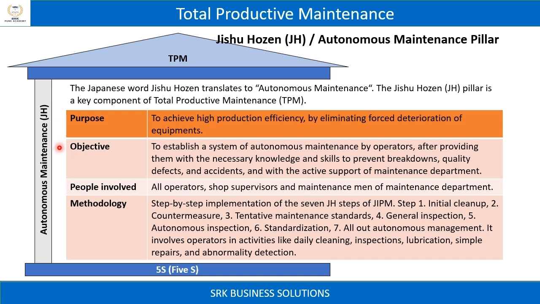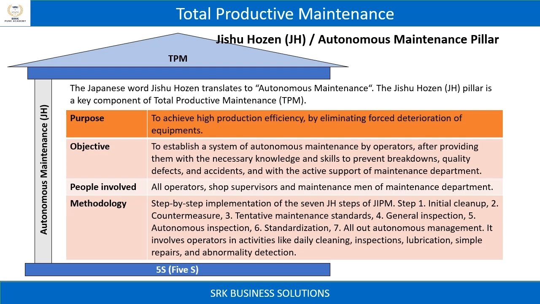The objective of the JH pillar is to establish a system of autonomous maintenance by operators, after providing them with the necessary knowledge and skills to prevent breakdowns, quality defects, and accidents, and with the active support of the maintenance department. People involved in this pillar are all operators, shop supervisors, and maintenance men of the maintenance department. The methodology of the pillar is step-by-step implementation of the 7 JH steps of JIPM.